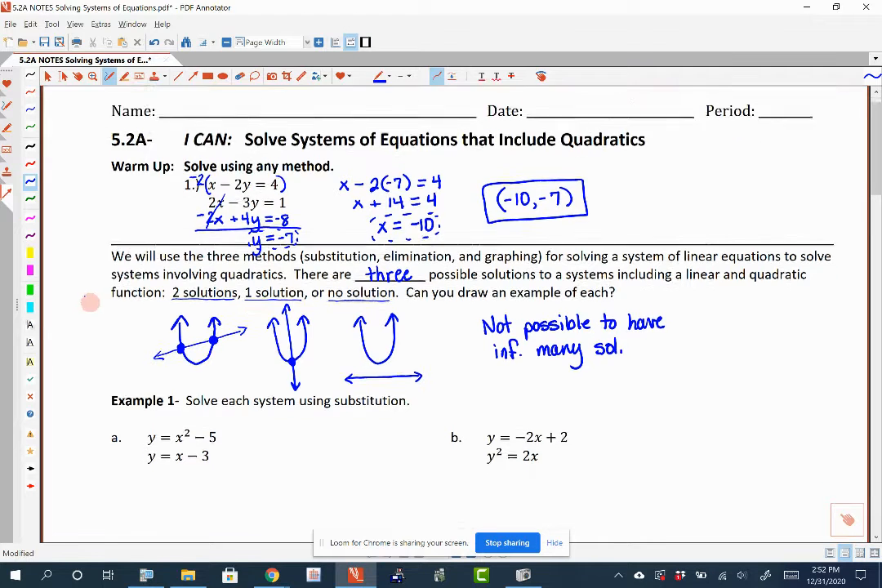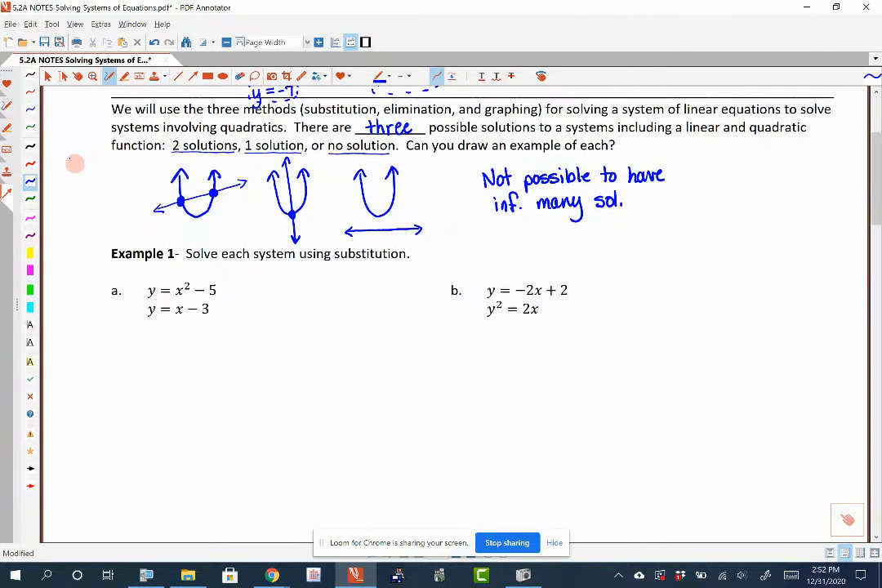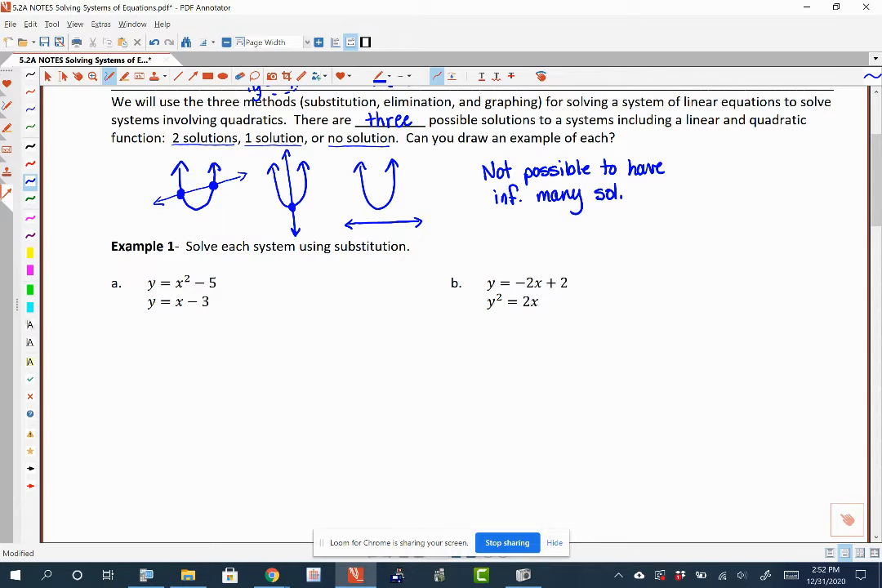So let's go ahead and look at example 1, where it says we're going to solve using substitution. So good thing we reviewed this yesterday. I like problem A because both of these are already solved for y. So I can use either one of those really quick to do some substitution. How about we take this top one and substitute it into that second equation? So I'm going to replace this y with an x squared minus 5, and it's equal to x minus 3.